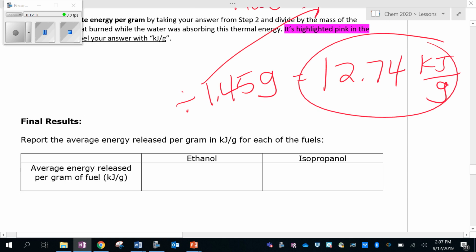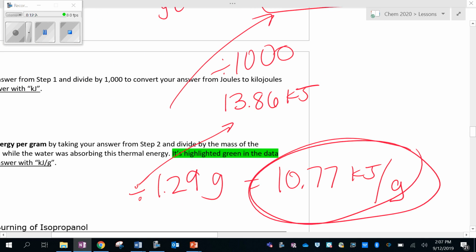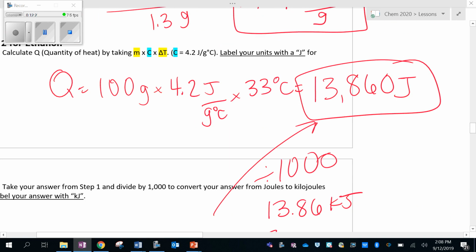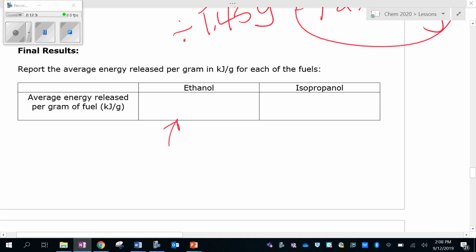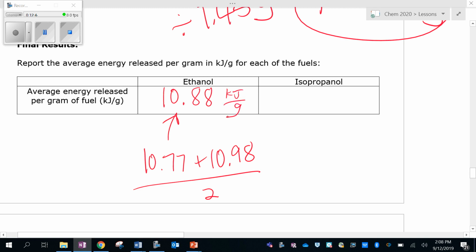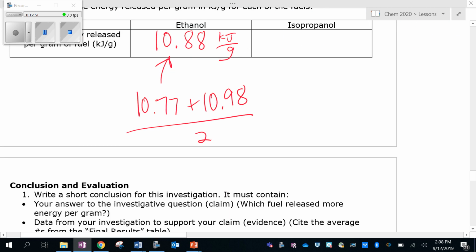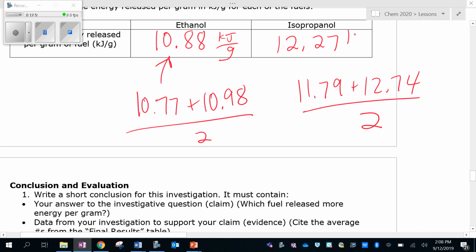Final results. Let's find our average. So for ethanol, I've got to go back up and look. It was 10.77 and 10.98. So I'm going to add those up and divide them by 2. And the average is 10.88 kilojoules per gram released. And let's take a look at isopropanol, 11.79 and 12.74. Divide by 2, the average is 12.27.